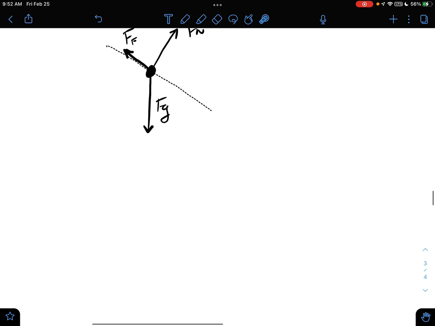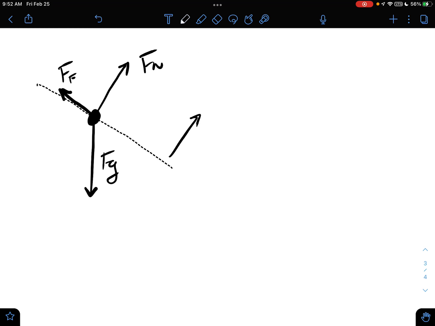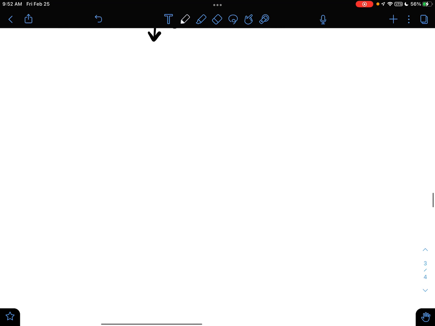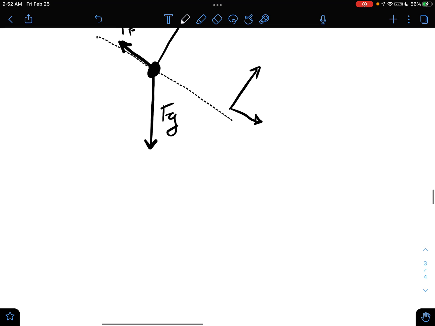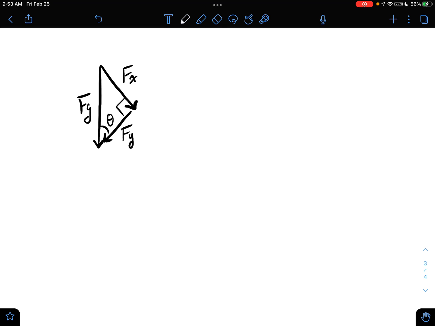So now let's real quick break these into some trig components, because these are not currently aligned with how we set up our axes, or at the very least, FG isn't aligned with how we set up our axes, because we have these two that are already parallel and perpendicular to our table. So I'm going to break FG into this way and this way components. There's our right angle, and here's our theta. If this is our FG, here's our FGX, and here's our FGY.